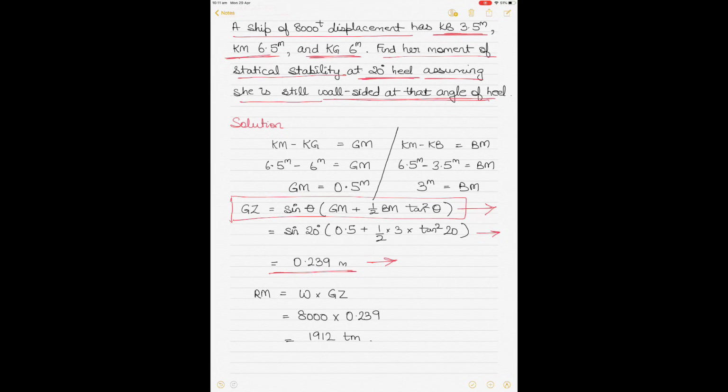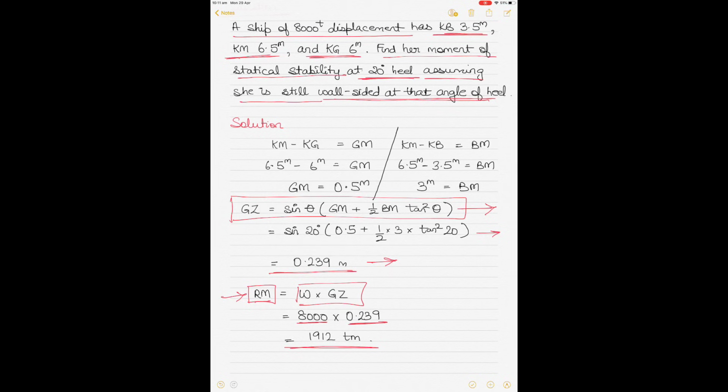Now remember, righting lever is in meters, righting moment is in tons meter. Once you get your GZ, all you have to do is basically put in the formula of righting moment, which is displacement times GZ, or 8,000 tons multiplied by GZ of 0.239 meters, and you will get a righting moment of 1912 tons meter. So these are different questions that I took.